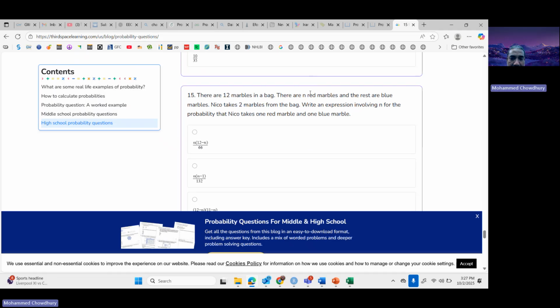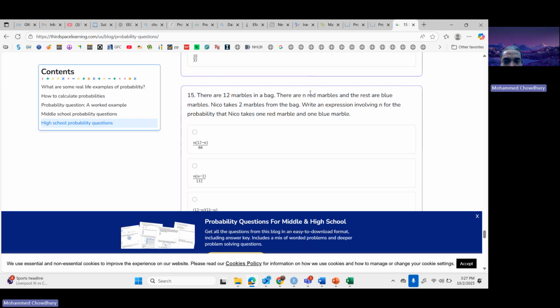There are 12 marbles in a bag. There are n red marbles and the rest are blue marbles. Nico takes 2 marbles from the bag. Write an expression involving n for the probability that Nico takes 1 red marble and 1 blue marble. Okay.